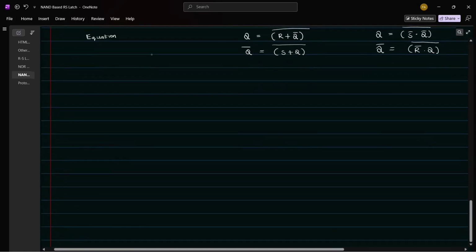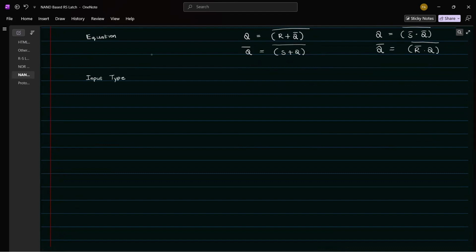Now, what's the next step? Well, the next step is that we have to understand the input type. We know the NOR based RS latch will use active high, and the NAND based RS latch will use active low.